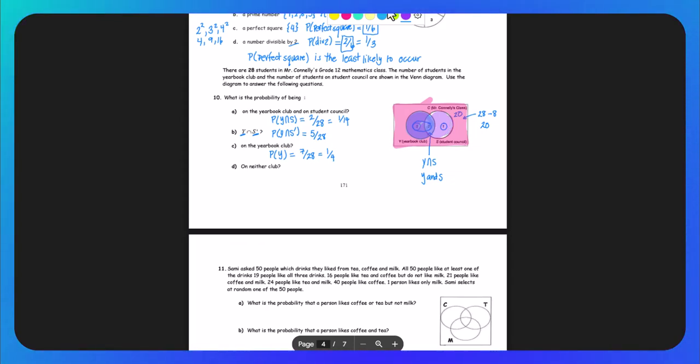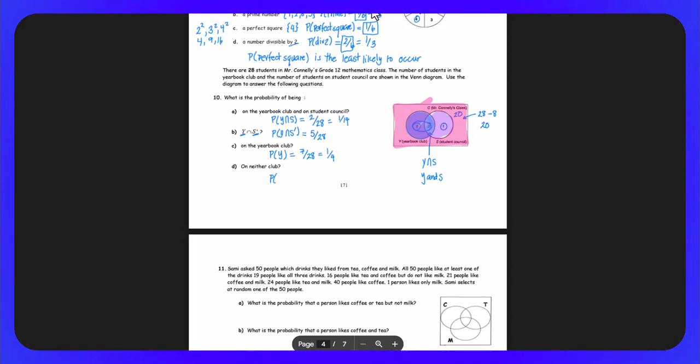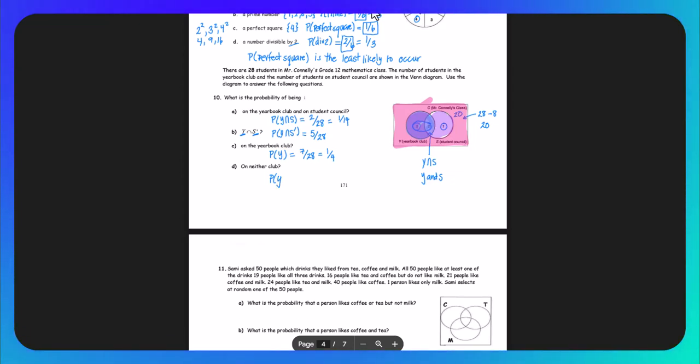So what appears pink right now is all of those guys there, and the probability of neither club, we can write as Y union S, and we can make that the complement of that. That equals 20 over 28. And if we divide numerator and denominator by 4, we get 5 over 7.